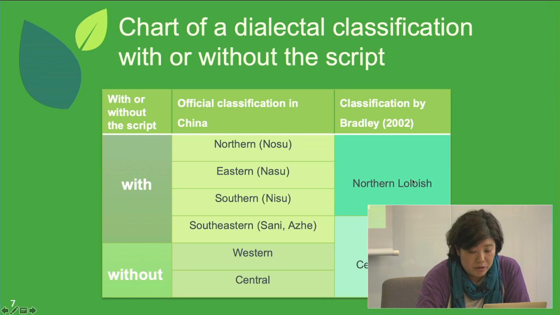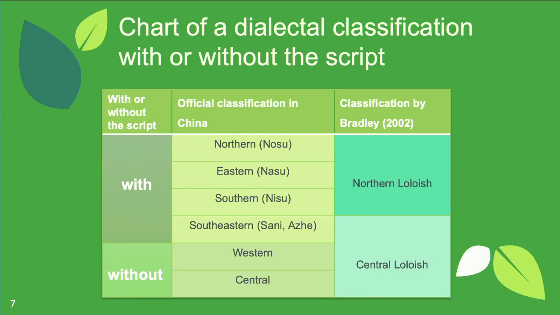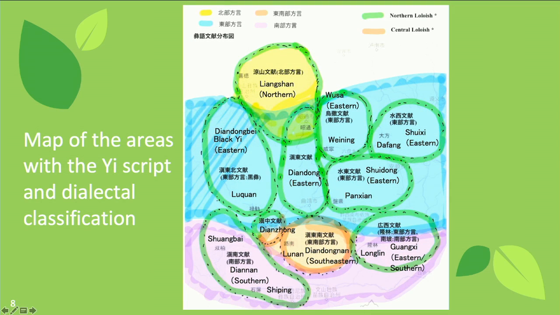And here's a chart showing a dialect classification with or without the script, besides the correspondence between the Chinese official classification and Bradley's, just as I have mentioned. And this is a map illustrating the areas with the e-script and dialect classification according to the previous chart.